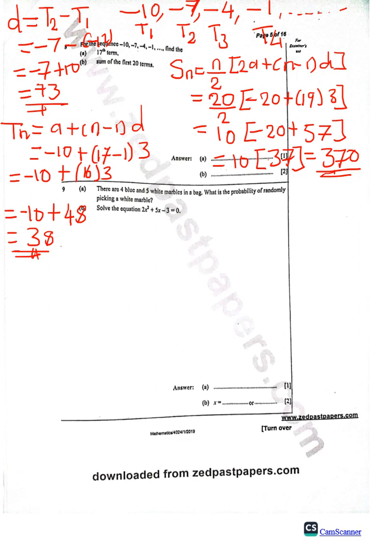Now let's move on to question 9a. There are 4 blue and 5 white marbles in a bag. What is the probability of randomly picking a white marble?